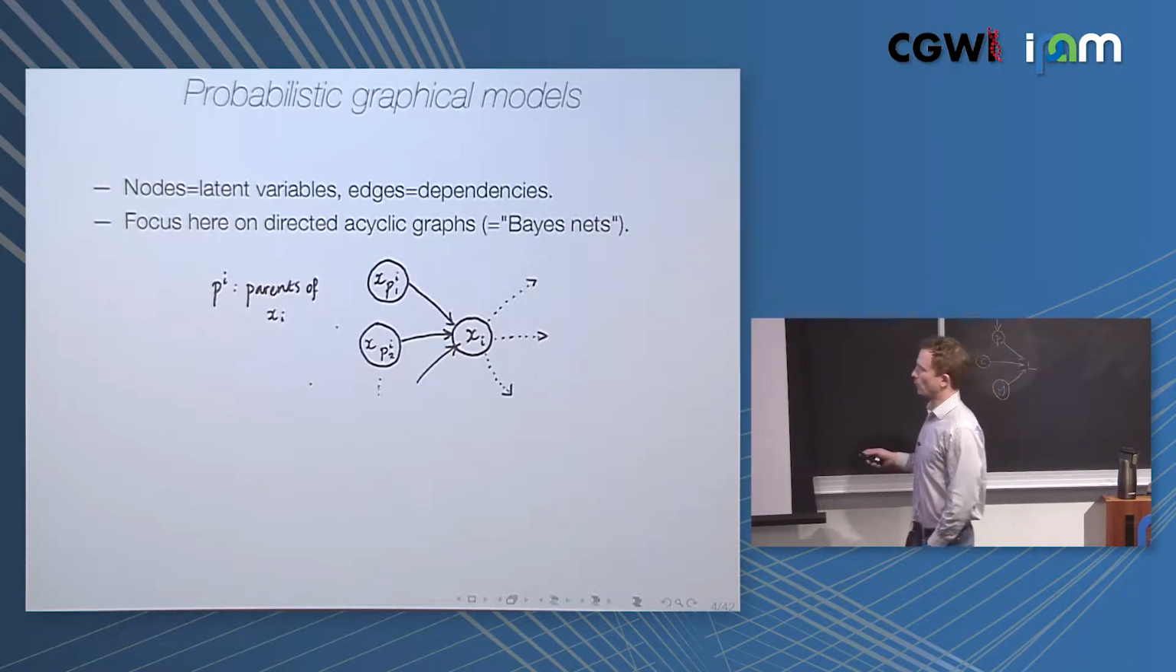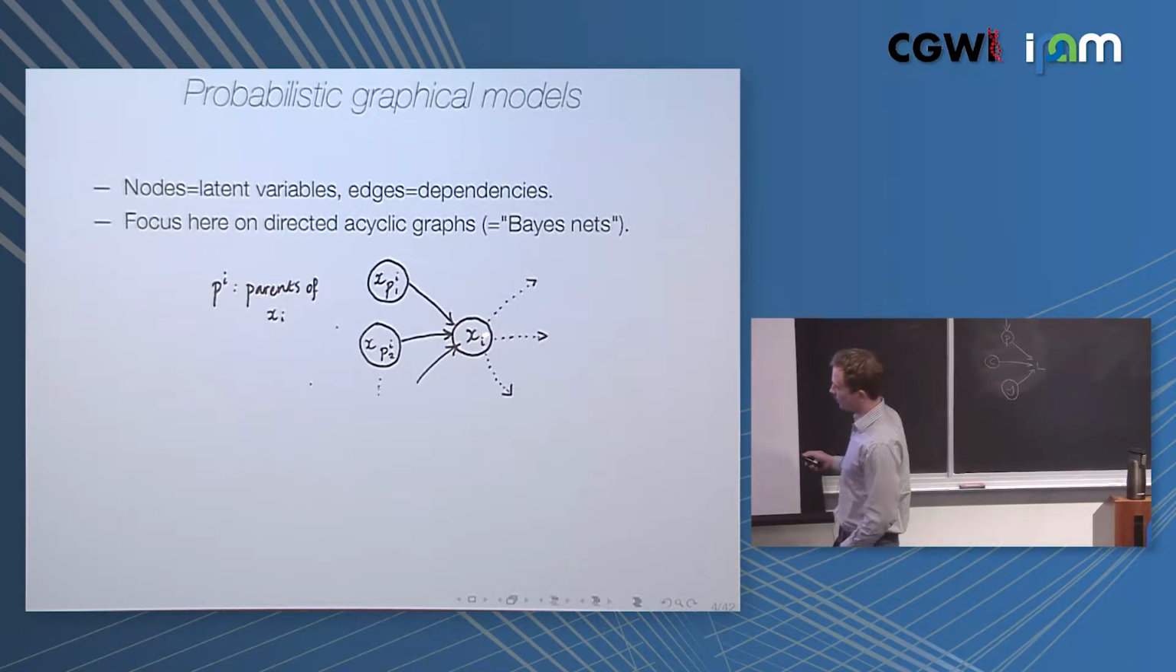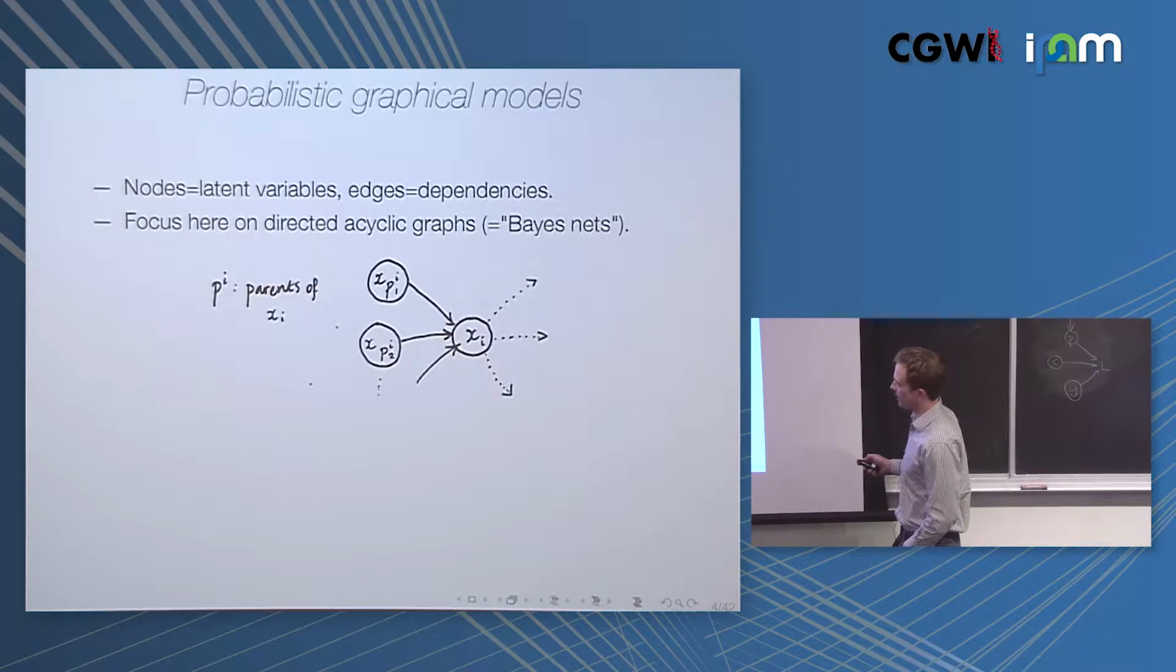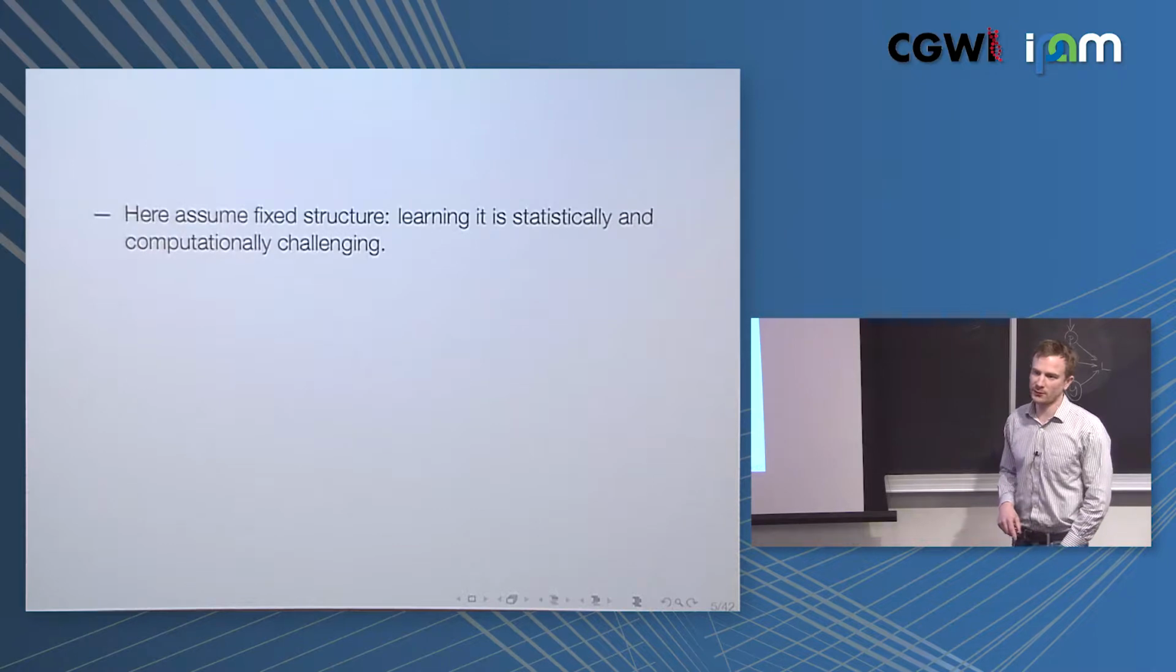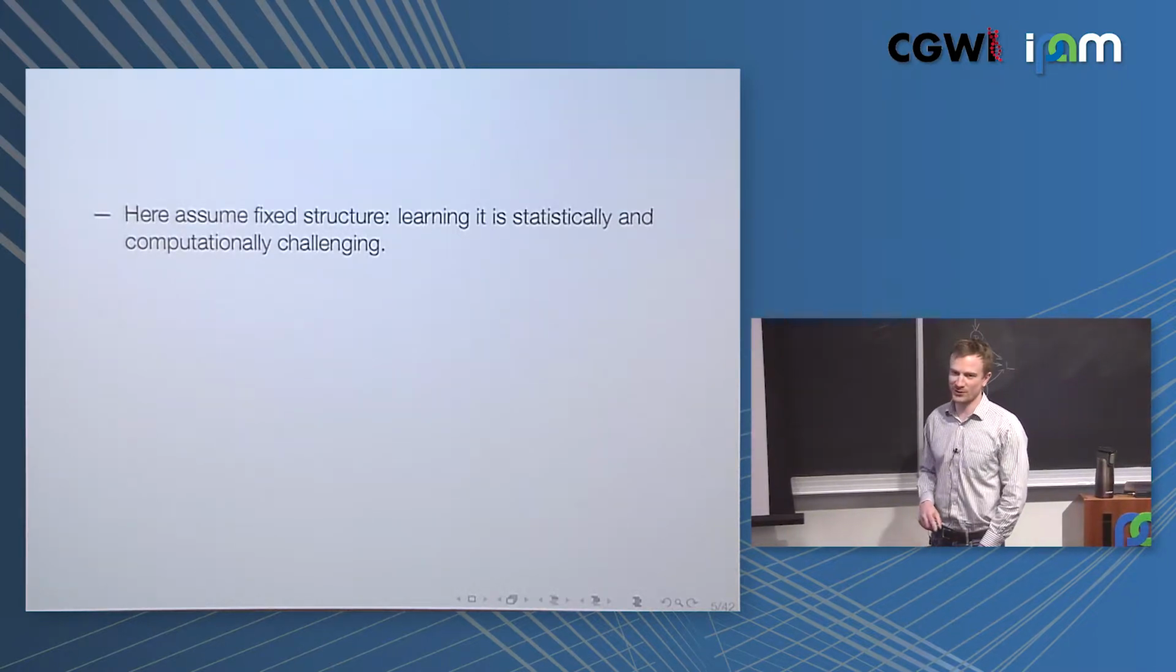For some given node in the graph, what the graph structure tells you is that under the generative process, the distribution of x here is dependent only on its parents in the graph. So that's what this is saying. And then we could write down the whole joint probability distribution of the whole graph by this factorization over all of the nodes. I'm going to assume fixed structure throughout this talk because learning structure is really hard.